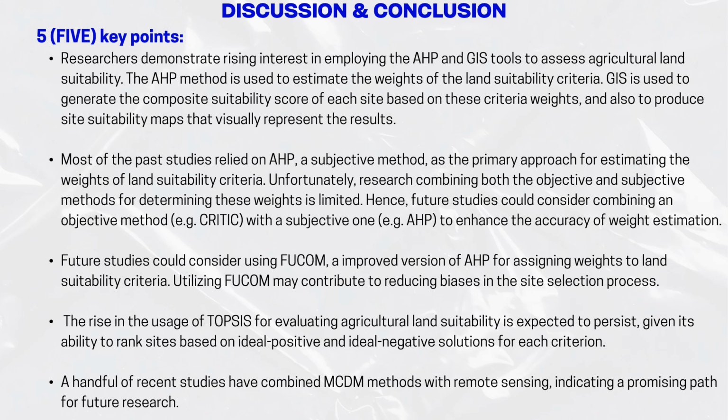These are the 5 key conclusions that we can make based on the word cloud that we generated. Firstly, we can claim that researchers are increasingly using AHP and GIS tools to assess agricultural land suitability. AHP, which is a popular MCDM method, is used to estimate the weights of land suitability criteria or parameters. Meanwhile, GIS is used to calculate the overall suitability score of each site or location based on these weights and to create visual suitability maps.